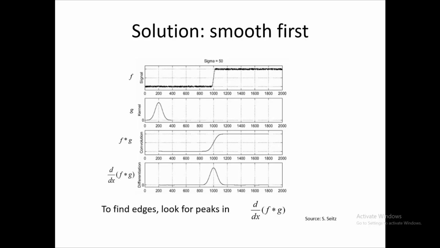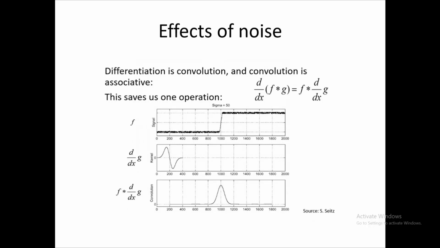Since differentiation is convolution and convolution is associative, the derivative of g convolved with f is the same as f convolved with the derivative of g. Here we can see that the derivative of f convolved with g is the same as f convolved with the derivative of g, since we have already stated that differentiation is convolution and convolution is associative. We have discussed this in our previous lectures.